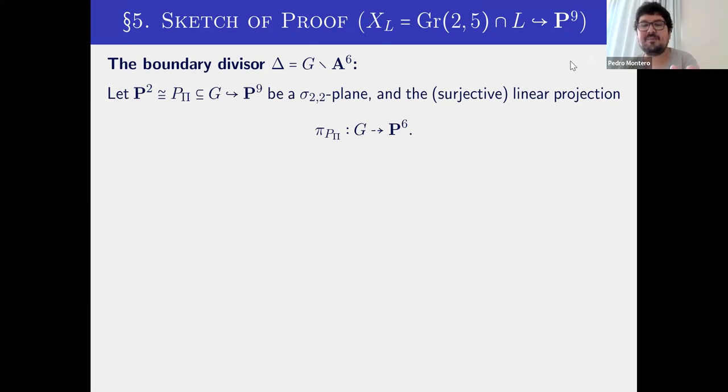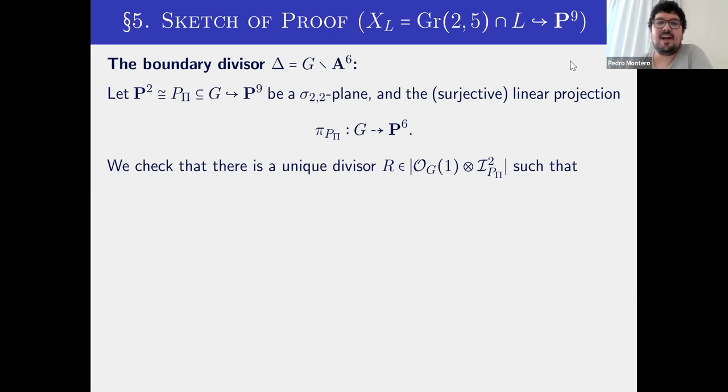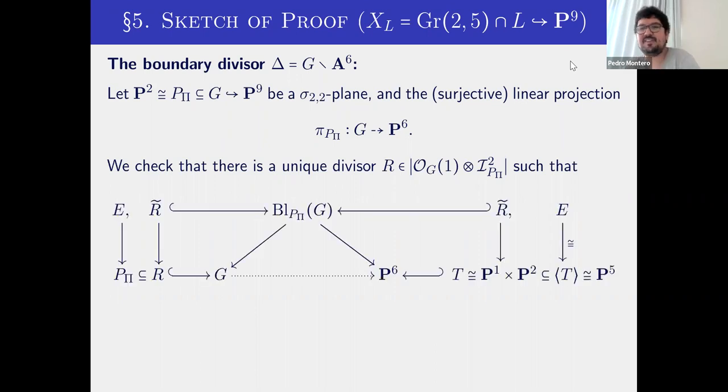Because P9 is the projectivization of a 10-dimensional vector space, P2 of a 3-dimensional one, so it's 10-dimensional quotiented by 3-dimensional, you get a 7-dimensional vector space, you projectivize, you get P6. So you get a map from G to P6, which is very nice because G, the Grassmannian, has dimension 6 as well as P6. So this has a lot of chances to be birational, and it's actually birational. And you can describe this boundary divisor, which we called R, in this way, this diagonal.